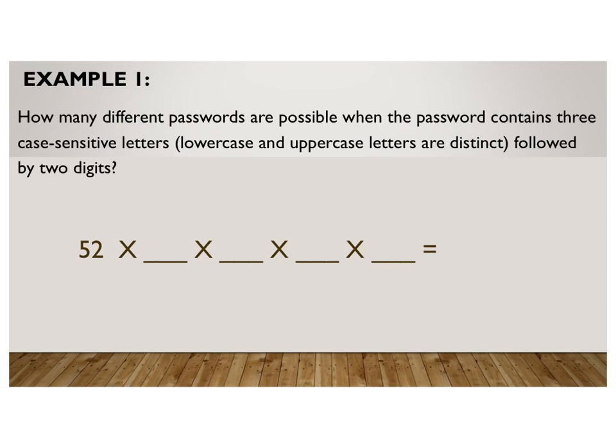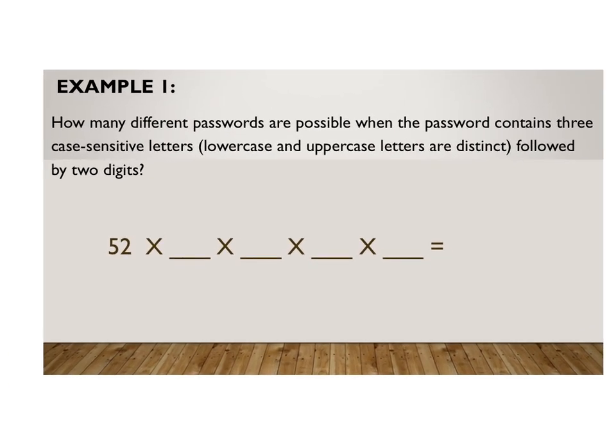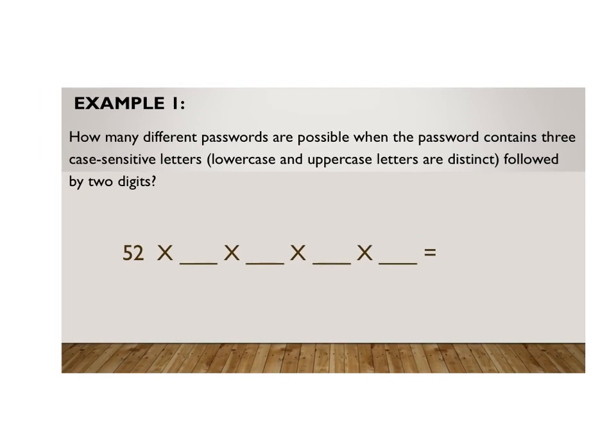Now, how many different passwords are possible when the passwords contain 3 case-sensitive letters, lowercase and uppercase letters are distinct, followed by 2 digits? Well, I have 52 choices for that first letter. It doesn't say I can't have duplicates, so I'm going to have 52 possibilities for the second letter and the third, followed by 2 digits, which there are 10. Now, mind you, 10 digits because we include 0. 1 through 9 plus 0.